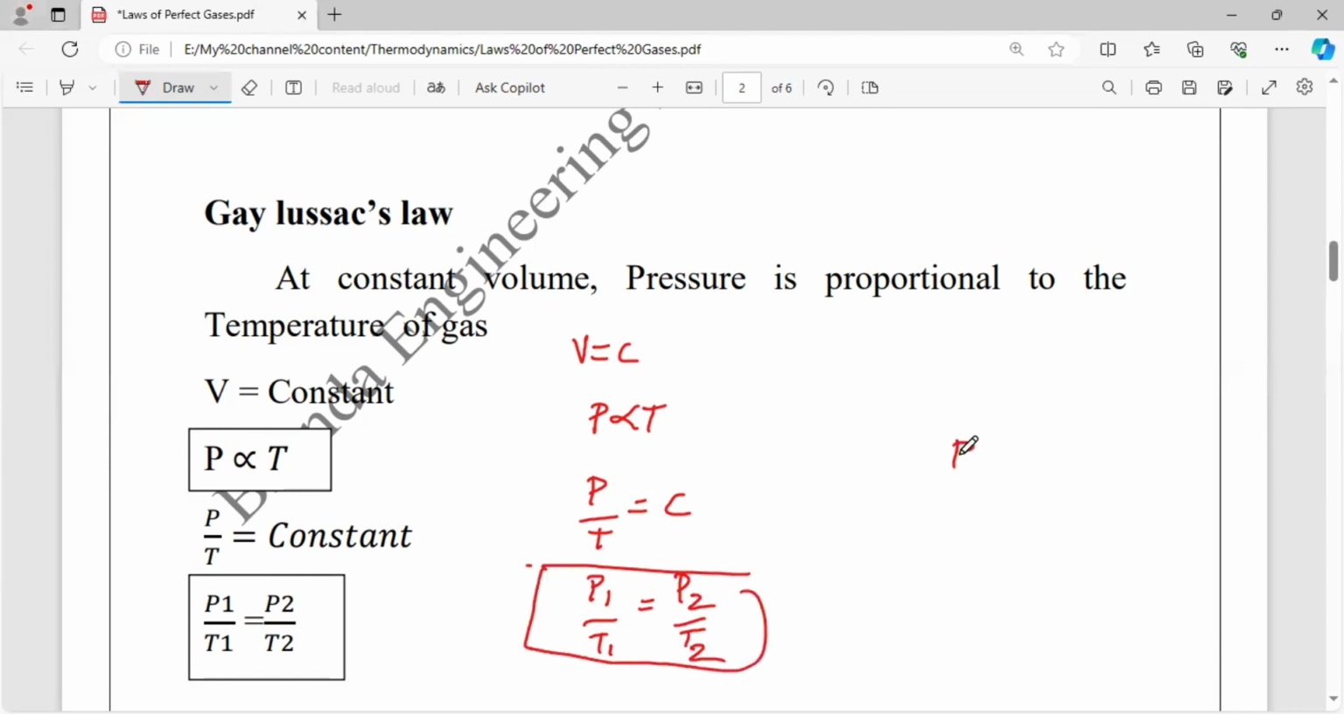In Boyle's law, temperature is constant, whereas in Charles's law, pressure is constant. In the Gay-Lussac law, the volume is constant. Volume of the gas will be kept constant.